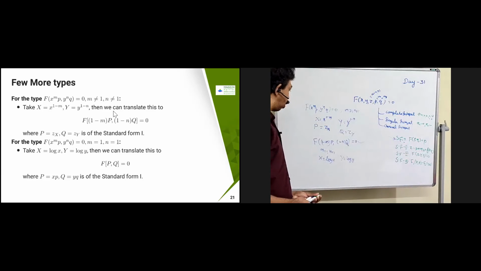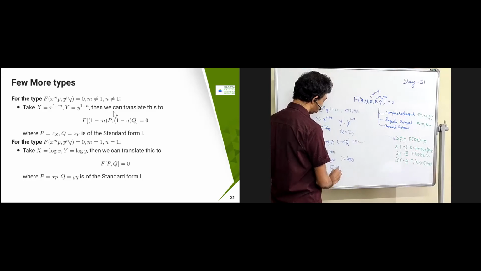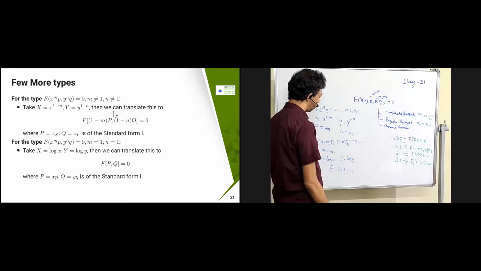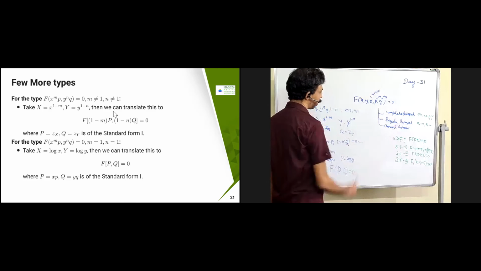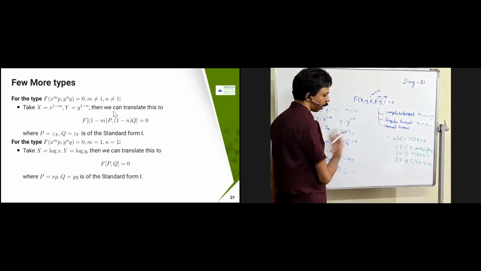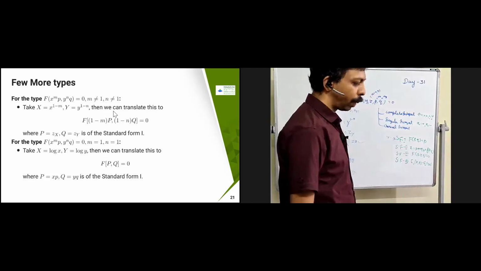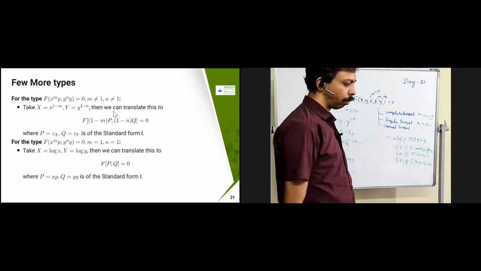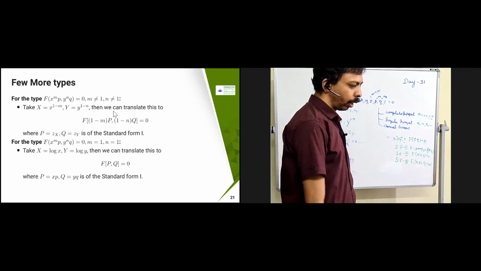Okay, so X equal to log x and Y equal to log y. Once again you can translate this problem into this format. You are going to get something like f of p comma q equal to 0. Once again you do the same kind of things, and you are going to get P comma capital Q. So again it is standard form 1: solve the problem and then retranslate to the original variables. So in this case, P is equal to xp and Q equal to yq is going to be the value. Okay. Next one.